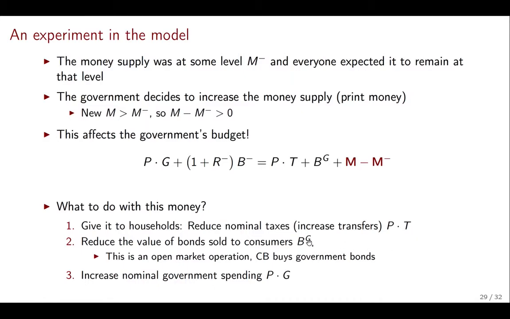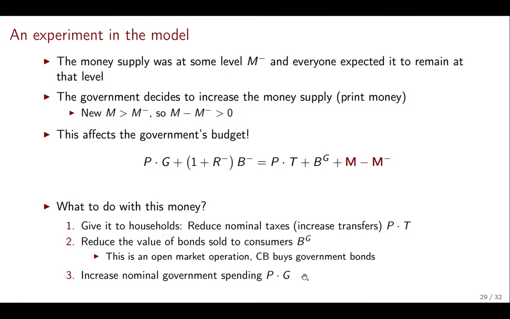The second thing you could do is you could reduce the value of government bonds. This is an open market operation. We briefly mentioned this. So central banks, they often use this. When a central bank prints more money, they can buy government bonds. By buying government bonds, they exchange these assets for actual cash. And so that's another thing that can happen. You can buy government debt and replace it with cash. The final thing that can happen is you can increase nominal government spending.